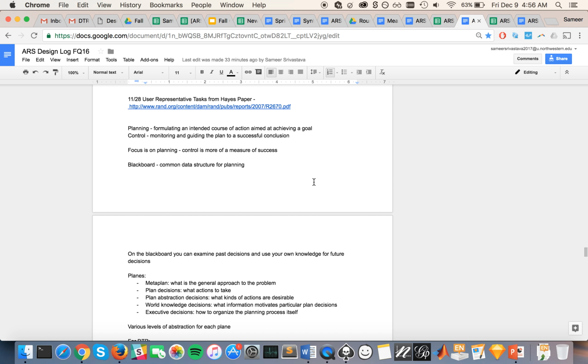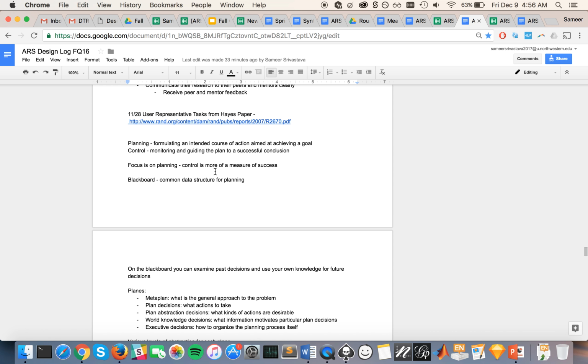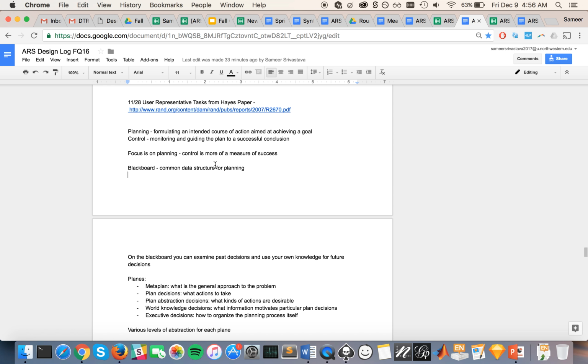So my next thing here was I was thinking about opportunistic planning, and the paper was pretty comprehensive in its, I believe it's the human planning process by Roth Hayes. So it was really comprehensive, so I went through. The really interesting thing is planning, really focused on planning, just the idea that it's formulating an intended course of action to achieve a goal.